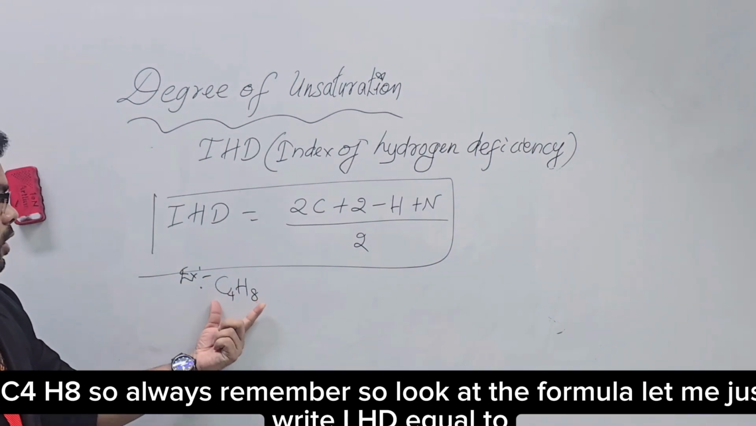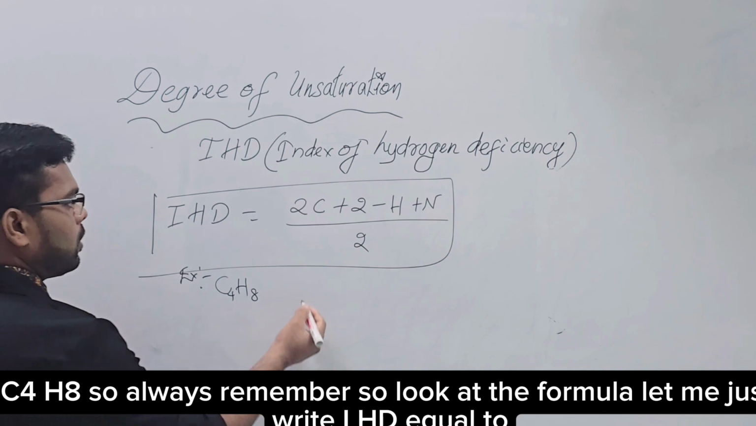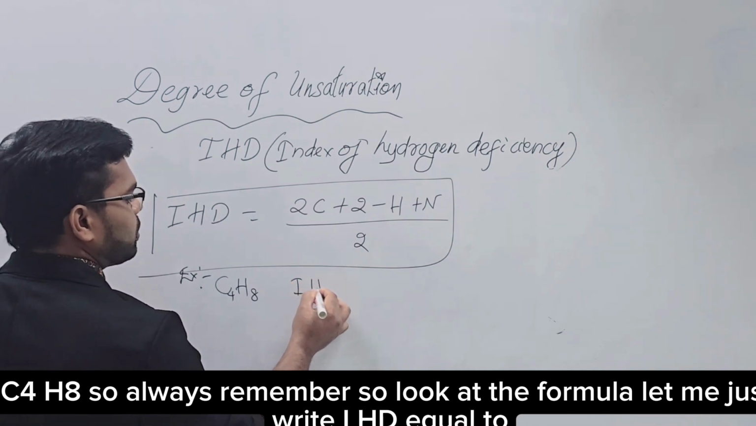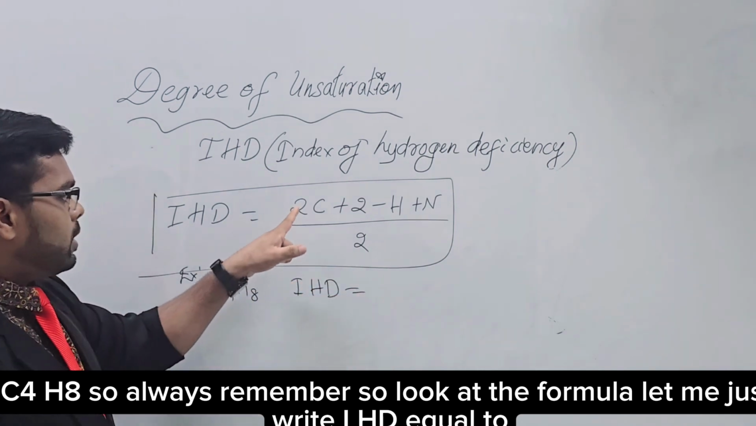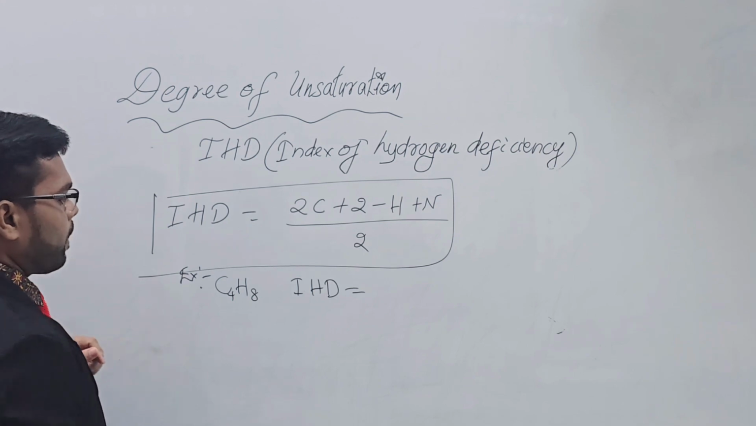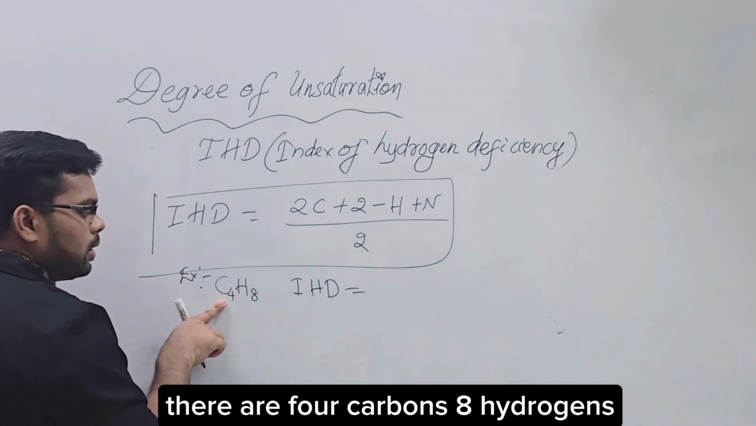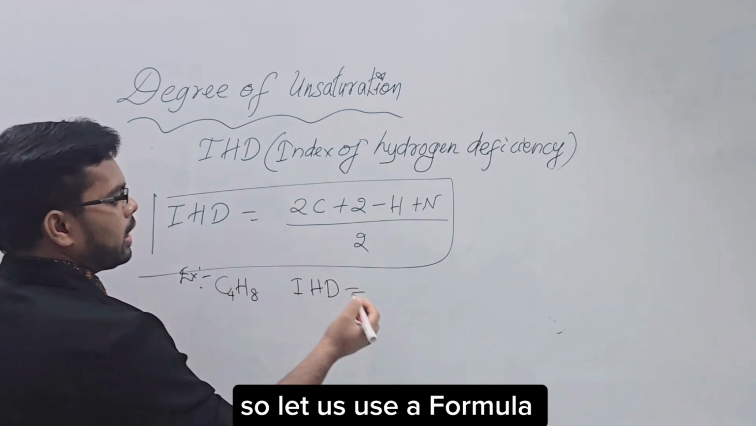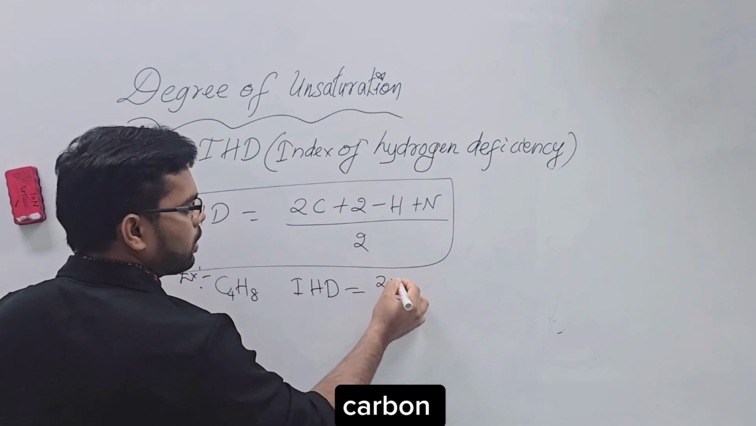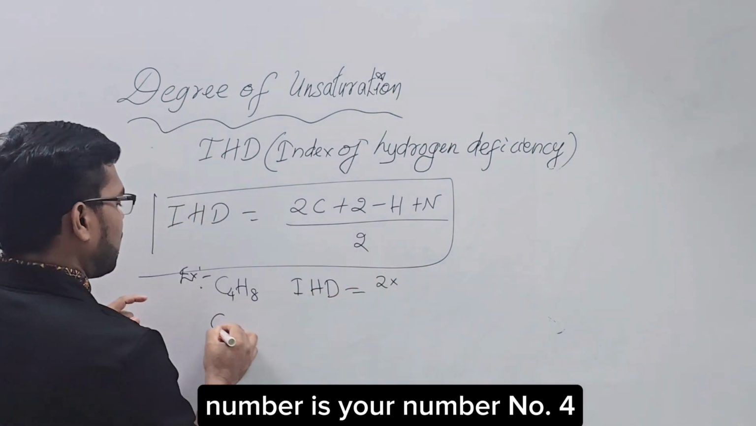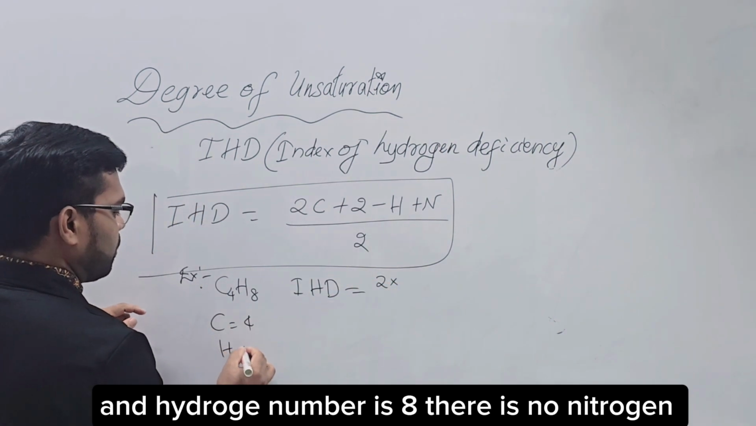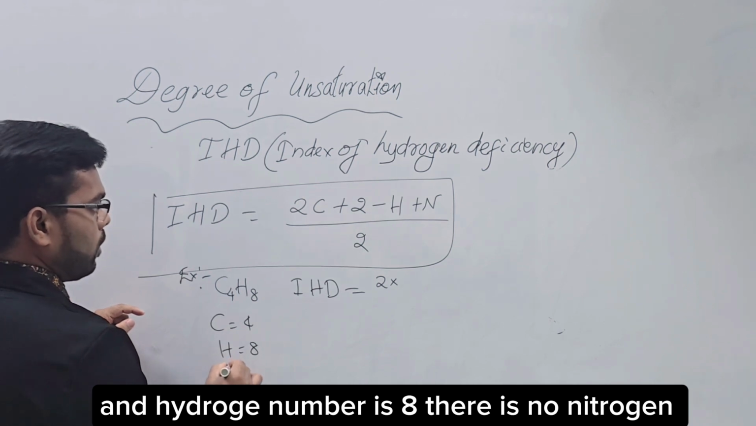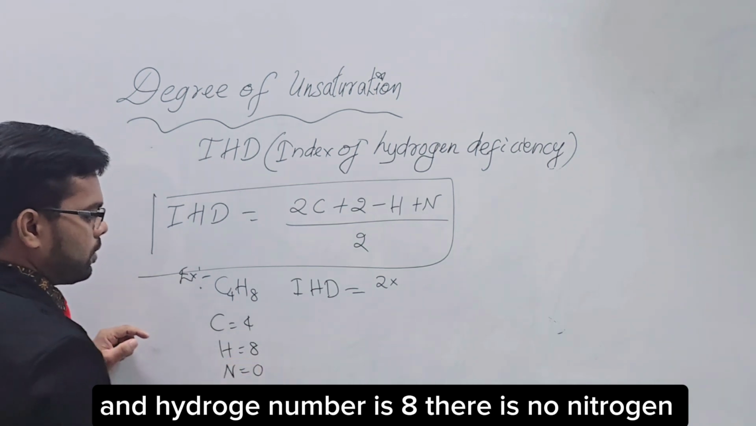C4H8. So, always remember, look at the formula. Let me write IHD is equal to, use this. There are 4 carbons and 8 hydrogens. So let us use the formula 2 carbon. Here the carbon number is 4 and the hydrogen number is 8, right? There is no nitrogen. Nitrogen is 0.